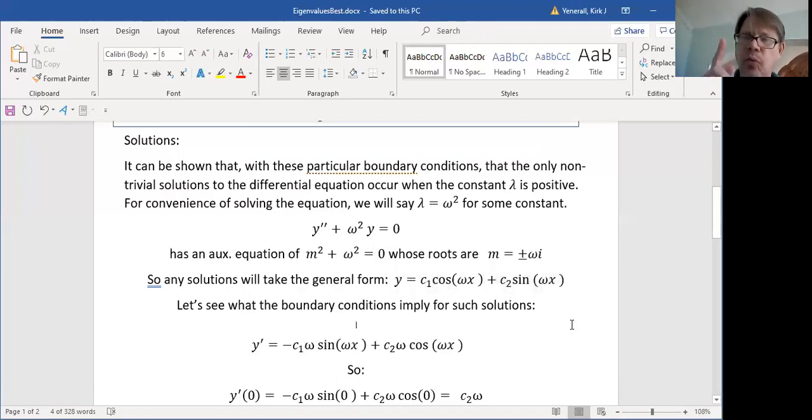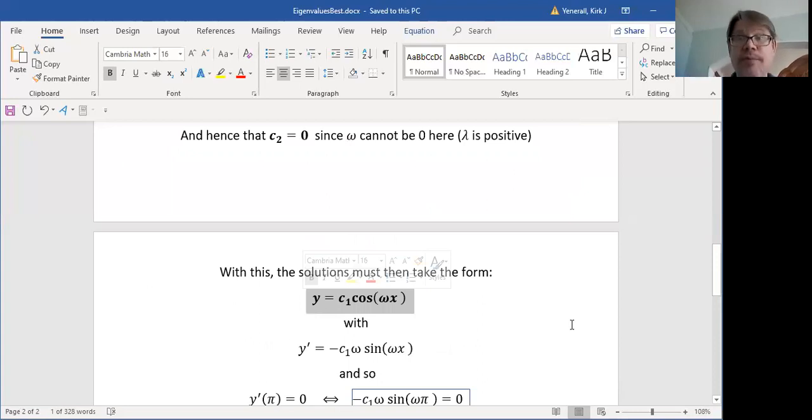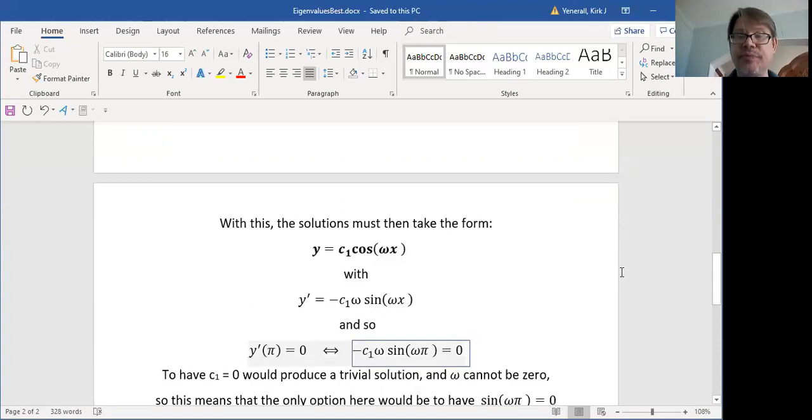Well, we've applied one of our boundary conditions, but we had two. Recall that the second boundary condition was that the first derivative at pi was also equal to 0. So, since the first derivative is negative C1 omega times the sine of omega x, that means that if the first derivative evaluated at pi is equal to 0, then negative C1 omega sine of omega pi must be equal to 0.